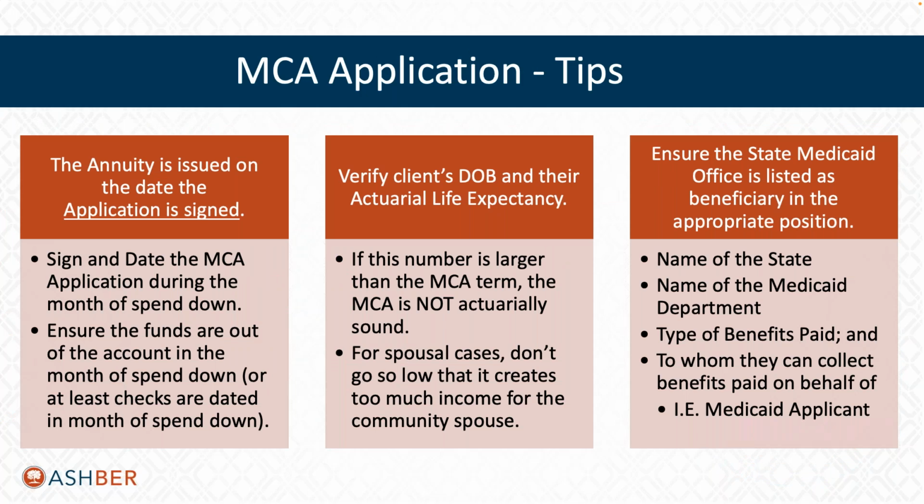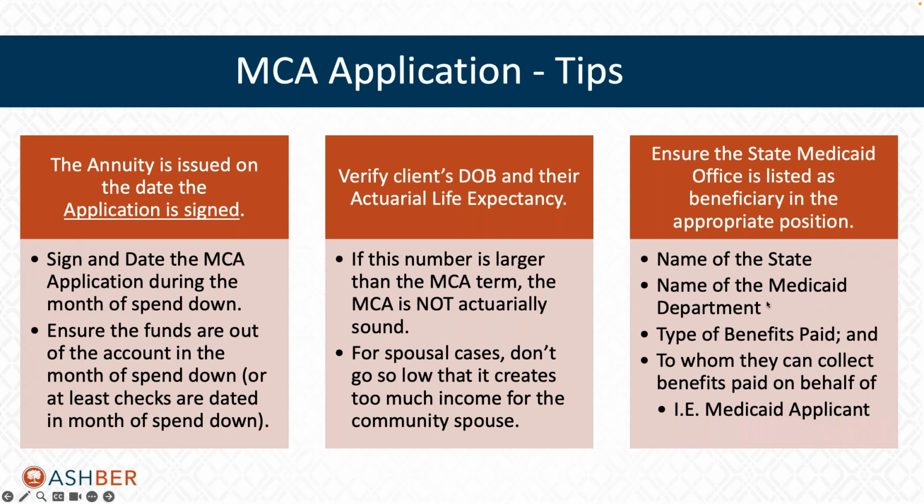And then I think I may have already talked about some of this, but the annuity is typically issued with American Century on the date the application is signed. So as long as the forms are signed in the month of spend down, we can make sure that the issue date is in that specific month. And then we want to verify the client's date of birth, and we go through that process too when we're evaluating applications to make sure it is actuarially sound.